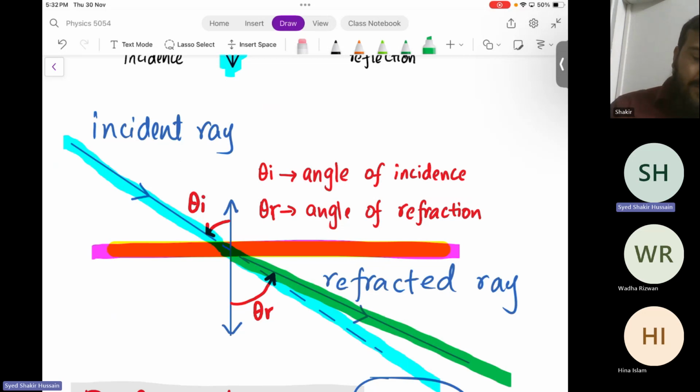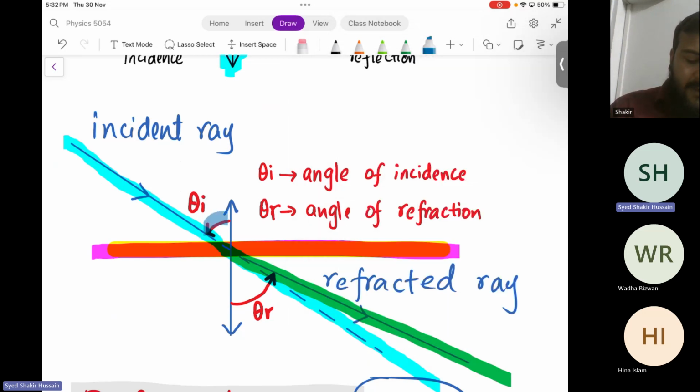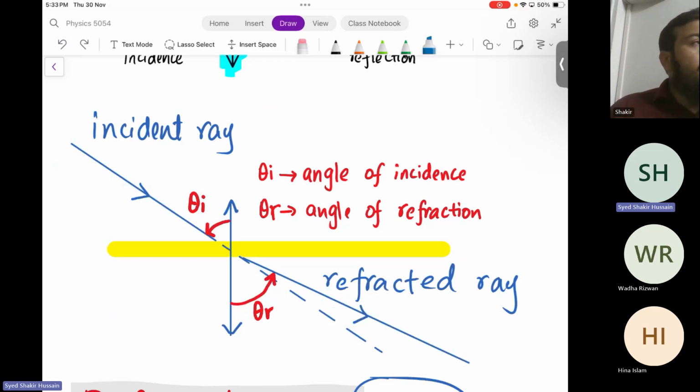So again, you see that the angle of incidence is what? Angle of incidence is the angle made between normal and the incident ray. And angle of refraction, my bad, is the angle made between normal and refracted ray. Got it? Any problem, any confusion?